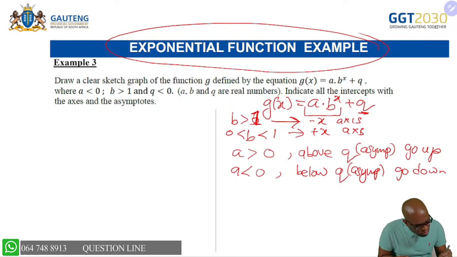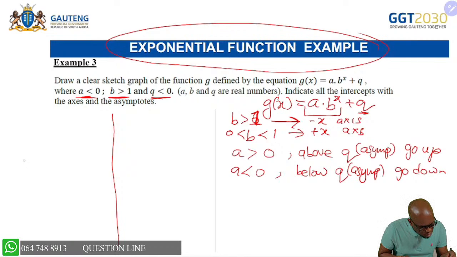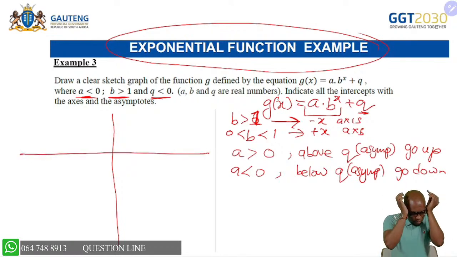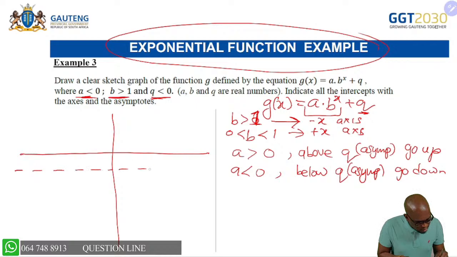Now, let us look at these parameters. The parameters that they've given us: a is negative, b is greater than 1, and q is negative. Let's start with the asymptote. We generally start with the asymptote in all exponential functions. The asymptote q is less than 0, so the asymptote is below the x-axis.